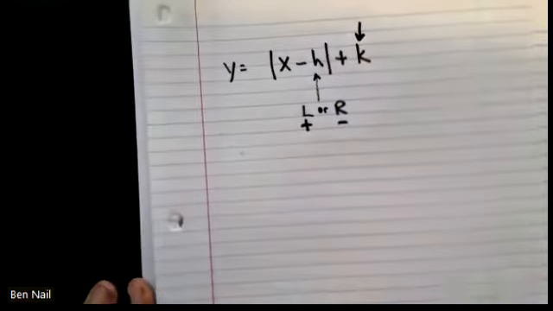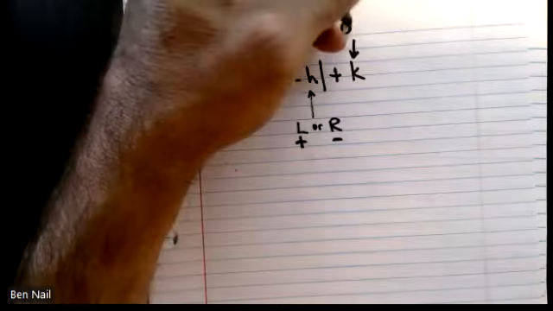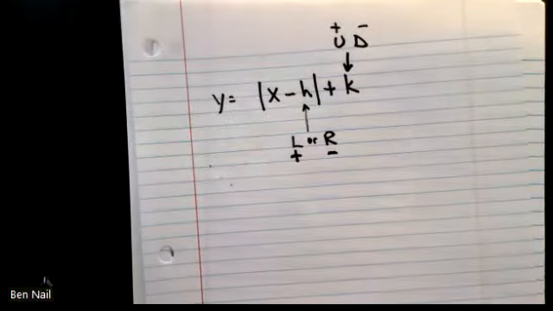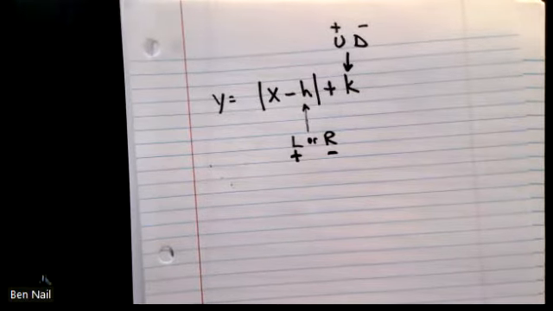Okay. This number, the K, out here outside of the absolute value, shifts the whole thing up or down. This one moves like you would expect. Positives will shift the whole thing up, and negatives will shift the whole thing down.